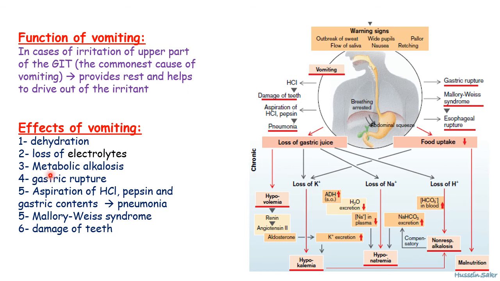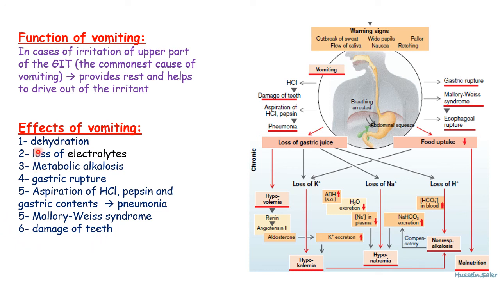Vomiting, if it is prolonged and continuous, will produce dehydration due to the hypovolemia and the decrease in the blood volume. Loss of electrolytes, usually there is hypokalemia and hyponatremia. Metabolic alkalosis as a result of the loss of hydrogen and the increase of bicarbonate in the blood. In some cases, there is gastric rupture. There is Mallory-Weiss syndrome, which is bleeding due to erosion of the lower part of the esophagus. Aspiration of the hydrochloric acid, pepsin, and the gastric contents may produce pneumonia, and damage of teeth. These are the effects of prolonged or chronic vomiting.